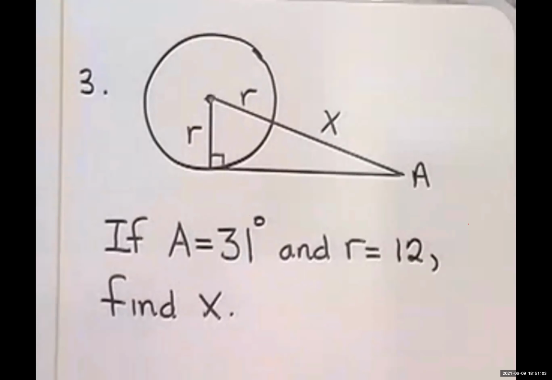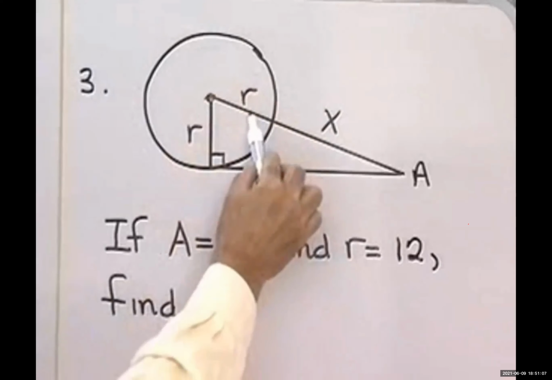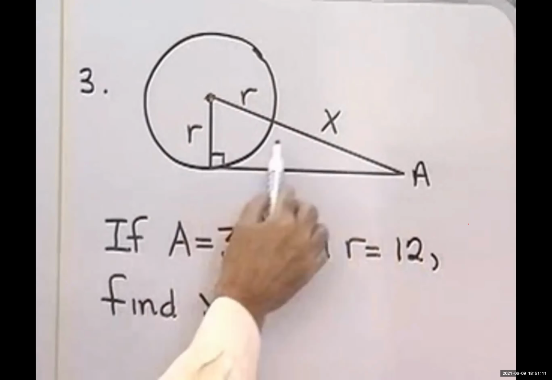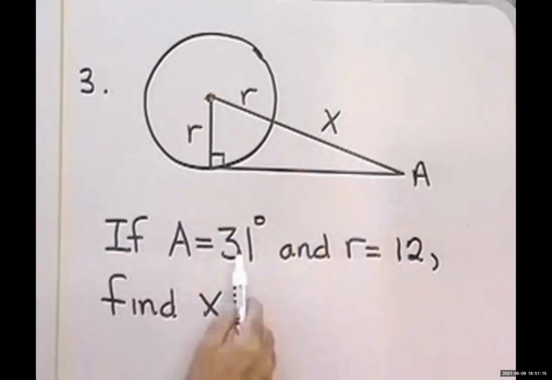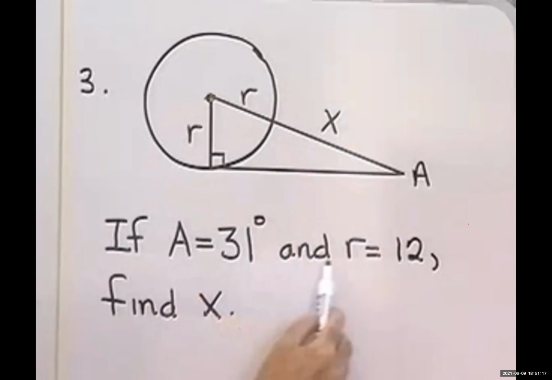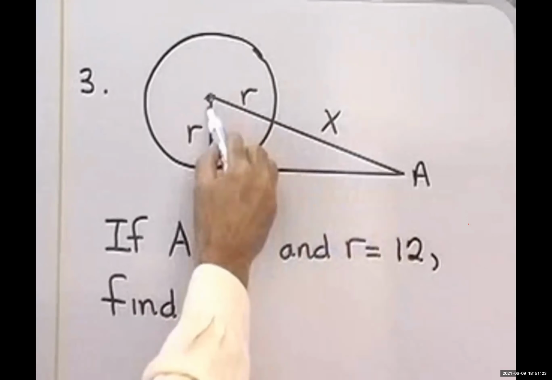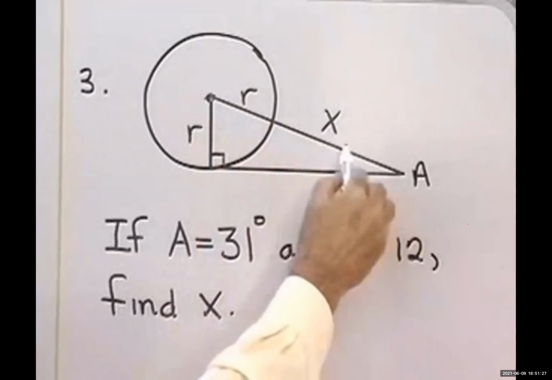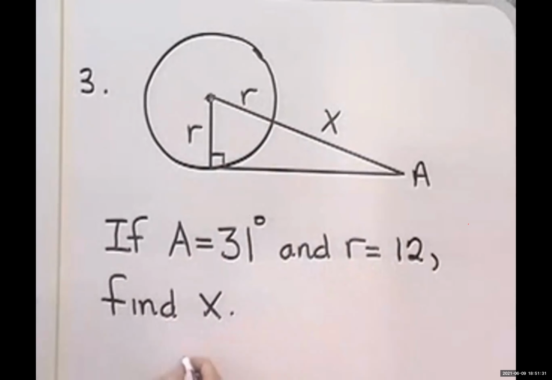Here's our last problem. I have this diagram right here with a circle, two radii right here, a right triangle where this is the right angle, this from here to here is labeled X, and this angle is labeled A. Okay, suppose A is 31 degrees and R is 12, let's find X. So what I'm going to do here is look at angle A. I have the side opposite angle A is 12, and the hypotenuse is 12 plus X, because R is equal to 12. So I'm going to write the relationship this way.